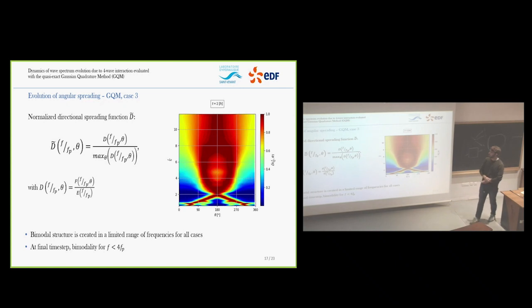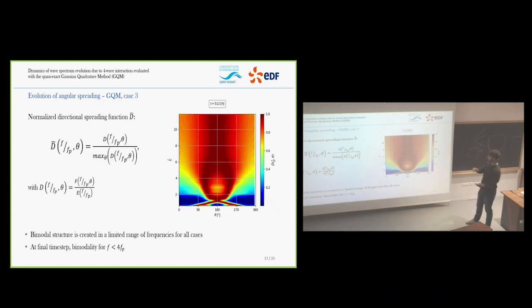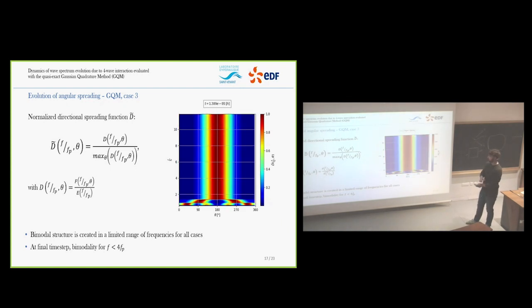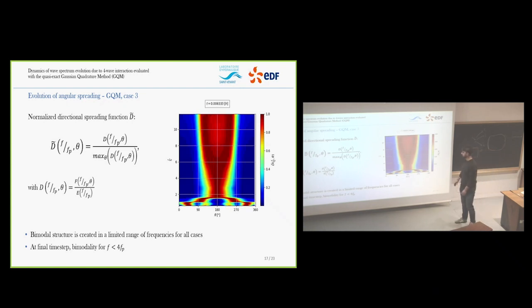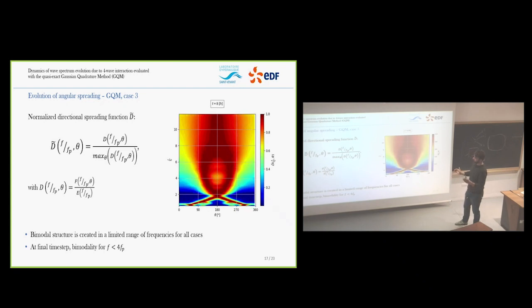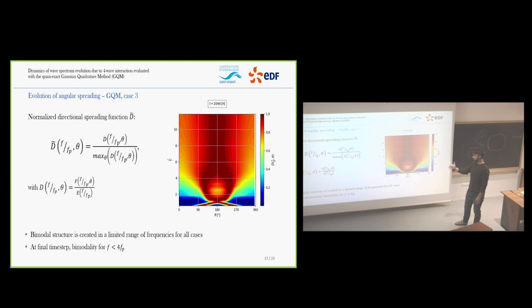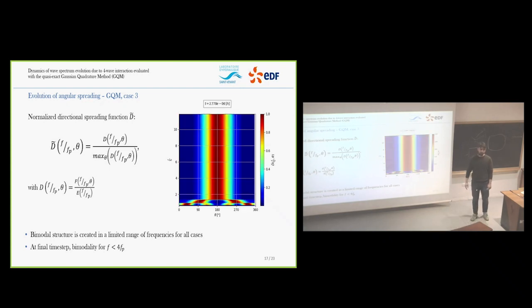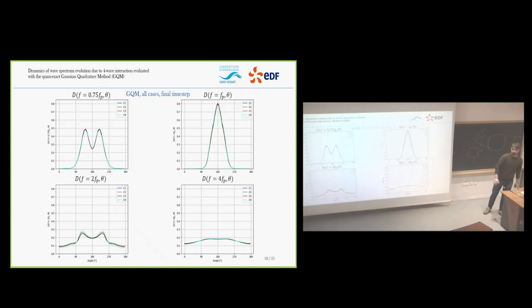3 with GQM, and in particular we can see that throughout the simulation there is a bimodal structure that appears, while we begin from what we imposed, that was unimodal. And this bimodal structure, at the end of the simulation at least, is limited to a range of frequencies that is just before 4 times the peak frequency. And this is what maybe we can see even better here.